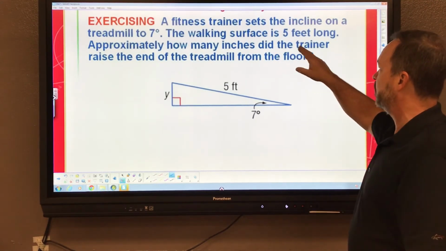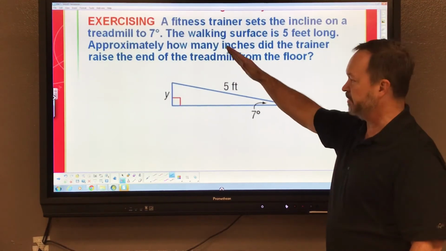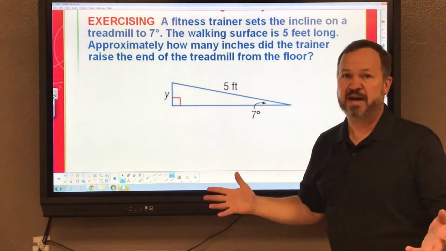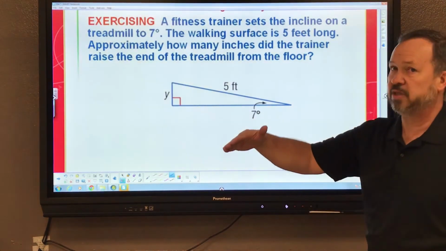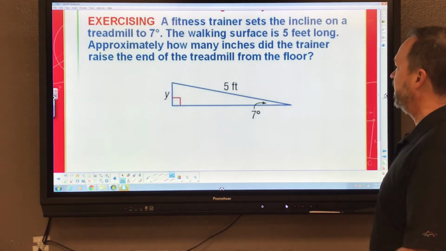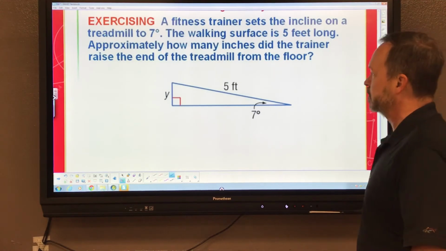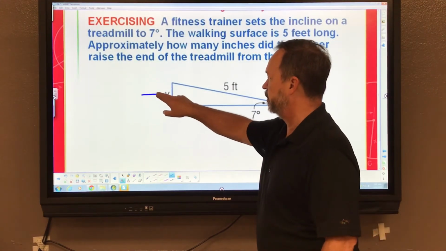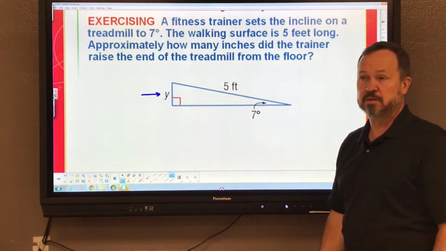It says the walking surface is 5 feet long. They've labeled that. The walking surface is 5 feet long. It doesn't matter if it's laying on the floor or rising up in the air. It's still 5 feet. It does not change. And it says approximately how many inches did the trainer raise the end of the treadmill from the floor? So this is the question. How far up do you have to raise that for that to be 7 degrees?